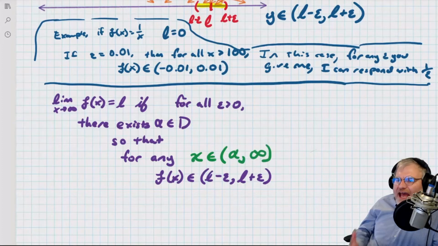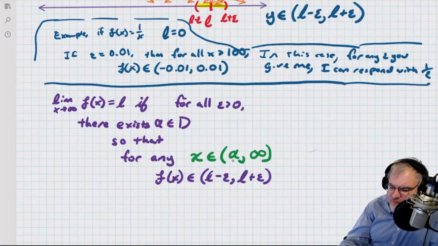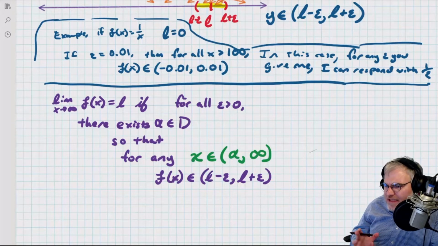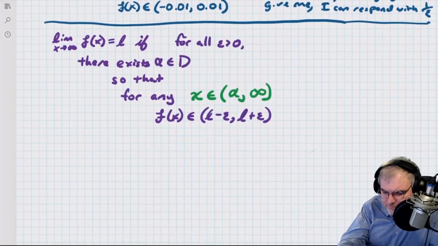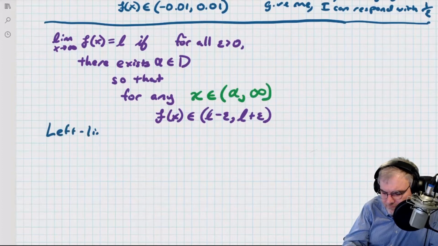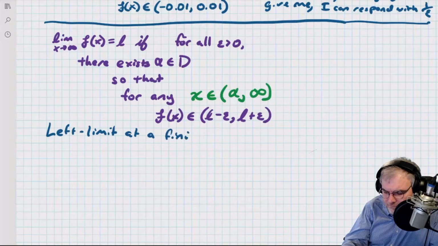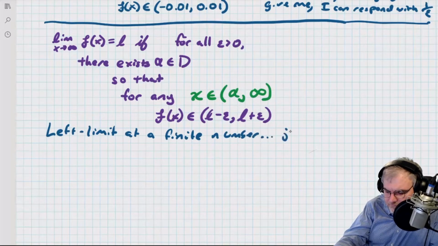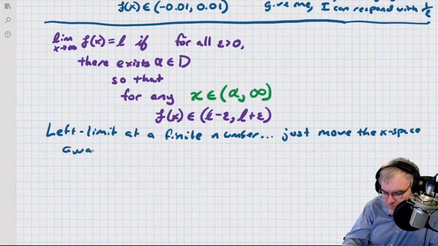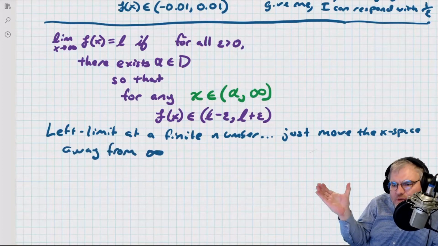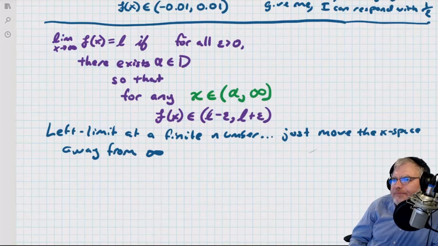Right? This is an interval. If x is greater than alpha, that means x is within the interval alpha to infinity. Okay? So, if I wanted to adjust this to have a limit at a finite number, I'm just going to move the x space away from infinity. I'm going to have us approach from the left of a number. We'll call it a.